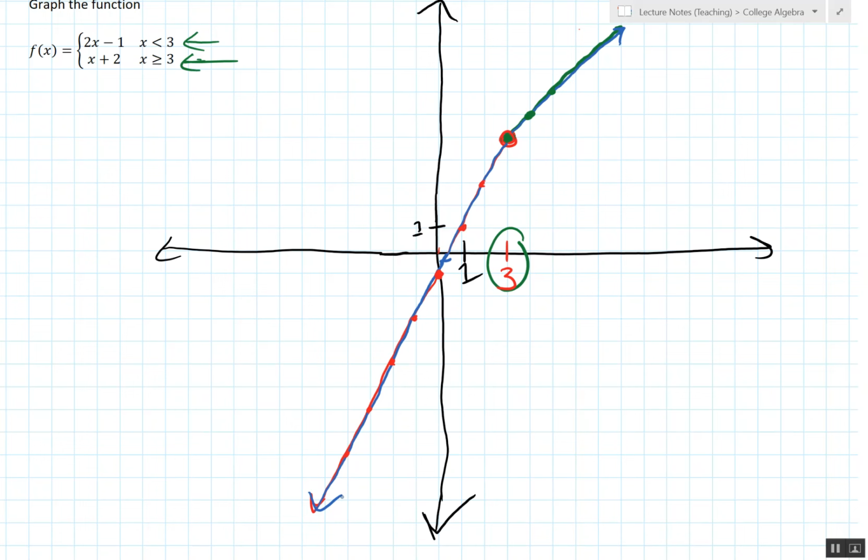Now, again, continuous functions can have more than two pieces. They can have as many pieces as they want. The only requirement is they always line up like things did right here.